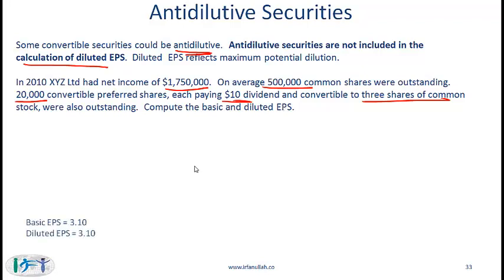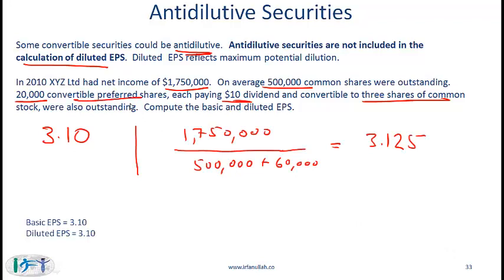We have been through these sorts of calculations before, and when you calculate the basic EPS, you should get 3.10, and when you calculate the diluted EPS, or if you assume that the shares are actually converted, then what do you get?